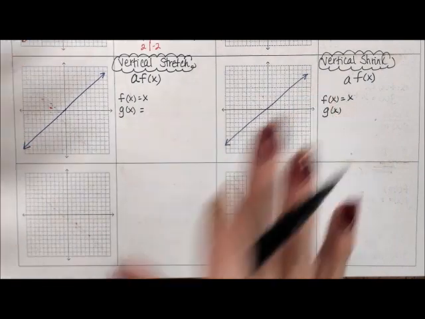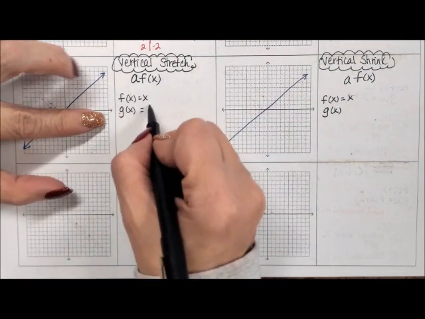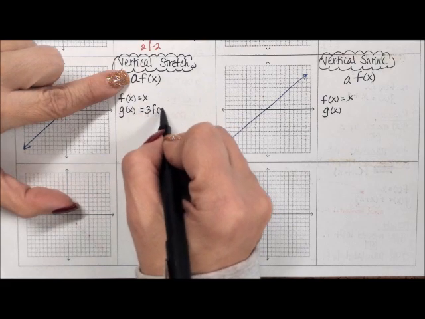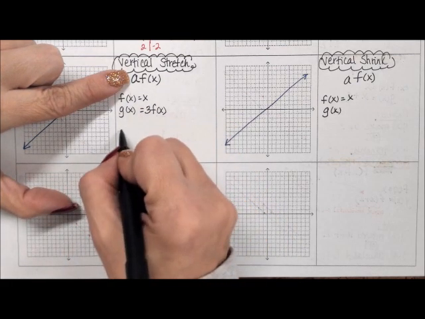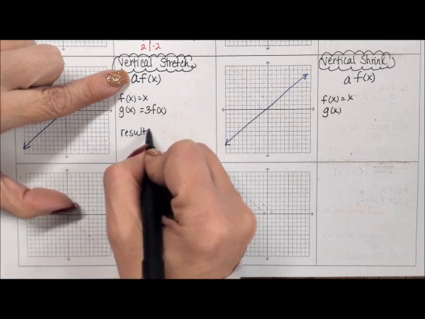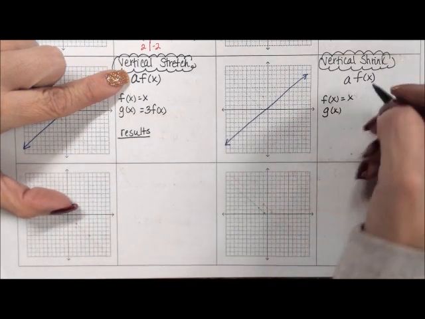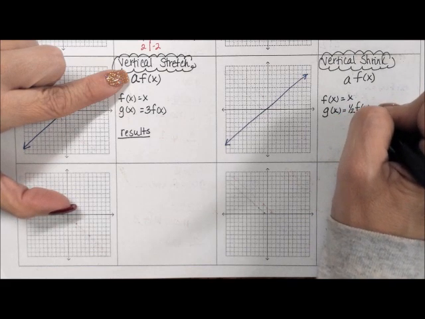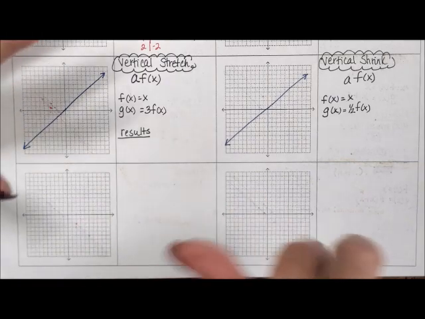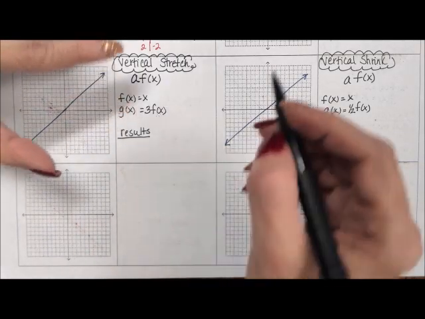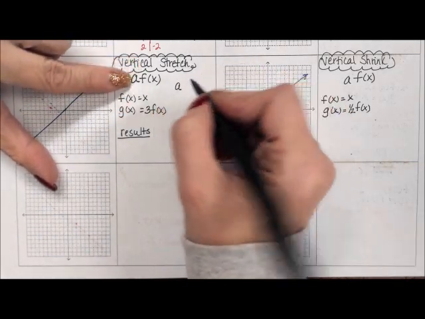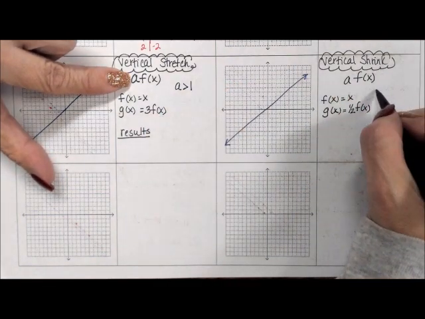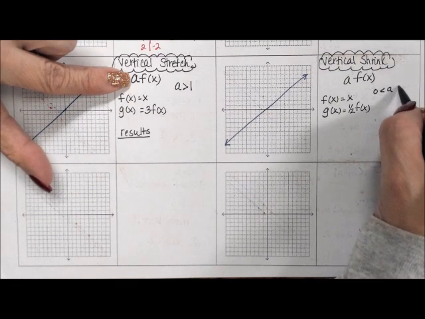All right, so here's what we're going to have. The first one is going to be 3. A is going to be 3, and then we're going to have times f of x. And we want to know what the results are. This one over here, we're going to have 1/2 f of x. Okay, so what I'm saying here is that a, this letter A, is bigger than 1. And on this one, I'm saying A is between 0 and 1.